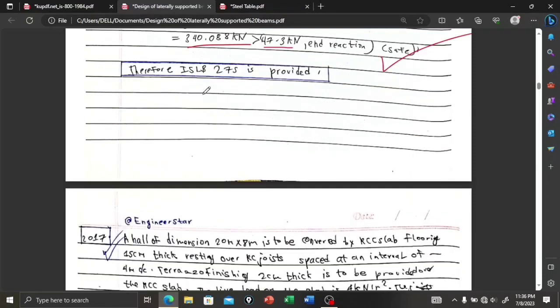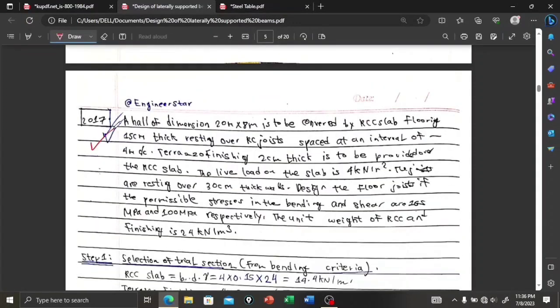Therefore ISLB 275 is provided. And this question was asked in 2017.